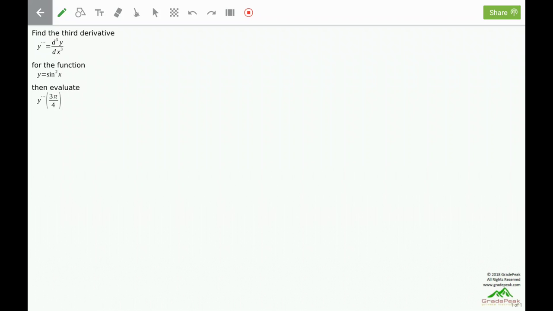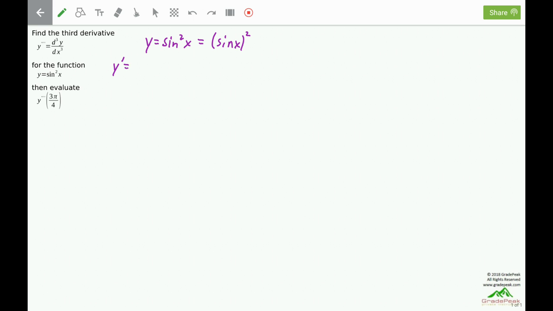Find the third derivative, y triple prime, or d cubed y dx cubed, for the function y equals sine squared x. Then evaluate y triple prime of 3 pi over 4. So y here is a trig function raised to a power, sine squared of x. We will want to rewrite this as sine of x to the power of 2 to remind us of how to take the derivative.